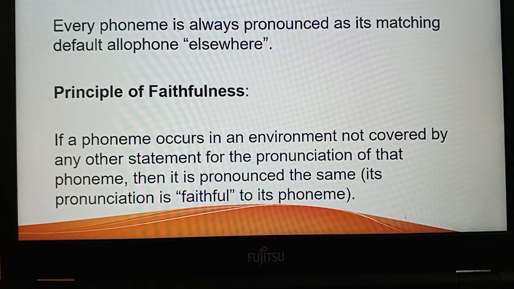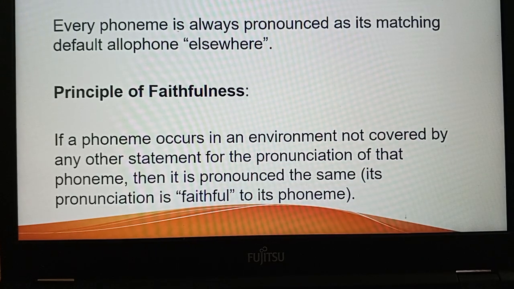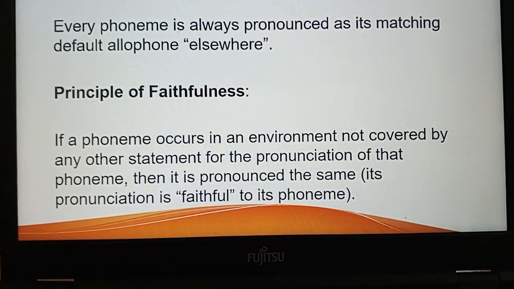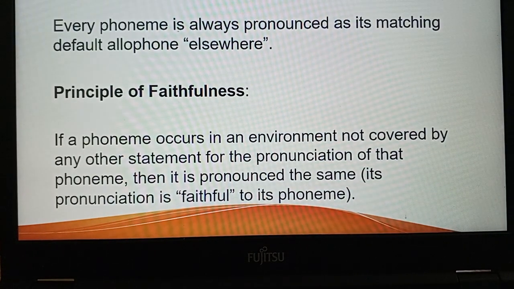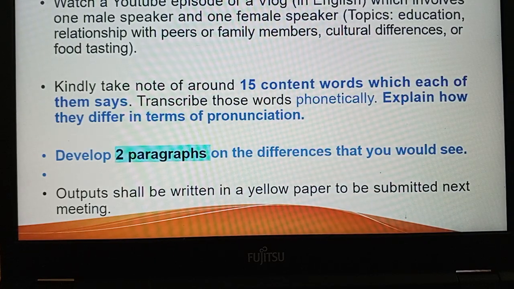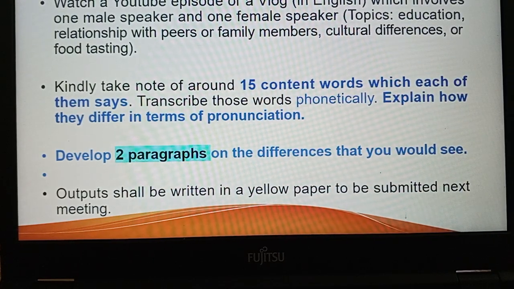Okay. Next, so that is basically the principle of faithfulness. If a phoneme occurs in an environment not covered by any other statement for the pronunciation of that phoneme, then it is pronounced the same and is faithful to its phoneme. It's elsewhere. Now we have the individual work.